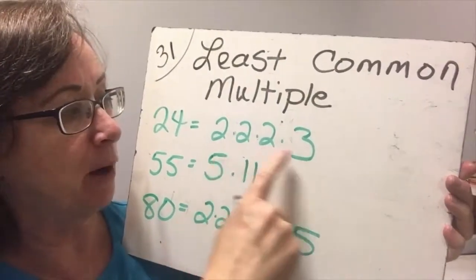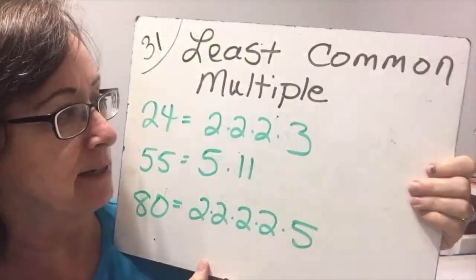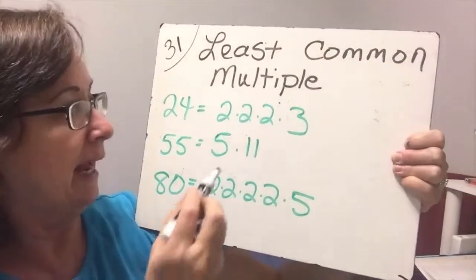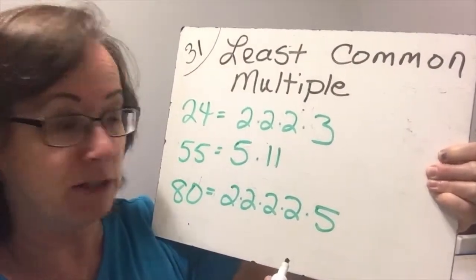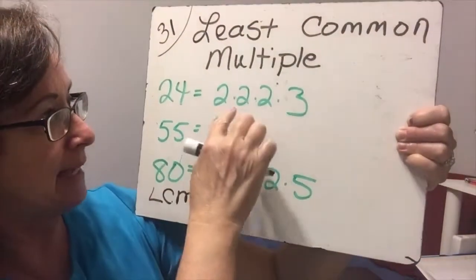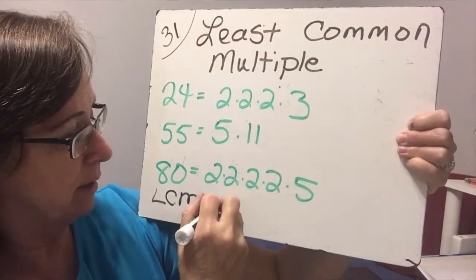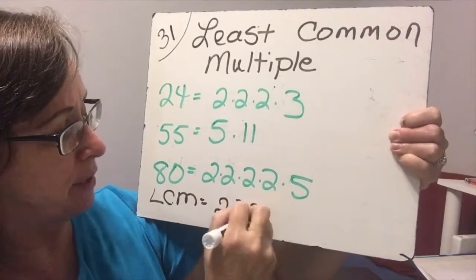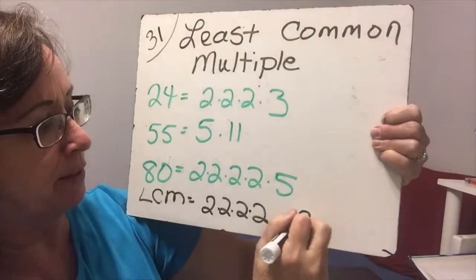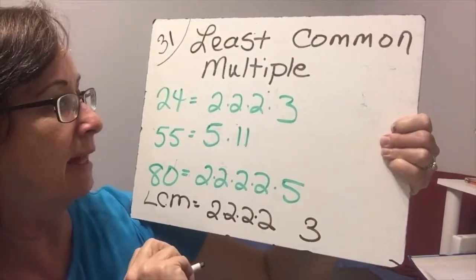So each number's prime factors are written down in a nice line. And now I'm going to start with my first one. And I have to have all of those factors. So my least common multiple has got to have 2 times 2 times 2. And then I'm going to jump over a little bit and I'll put the 3 so that I have room to add other numbers in.